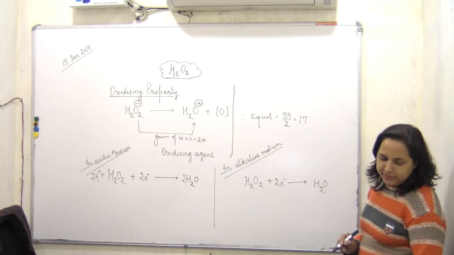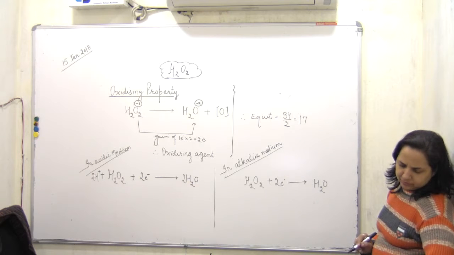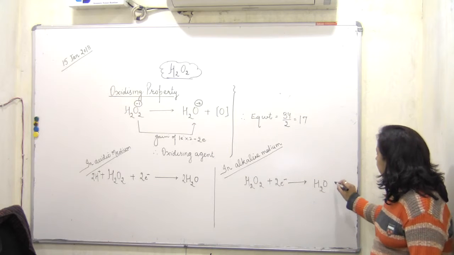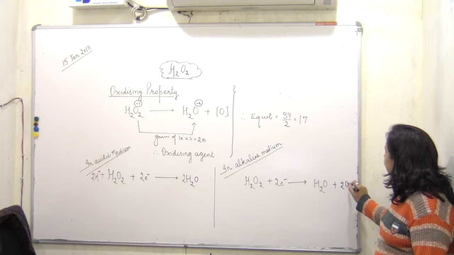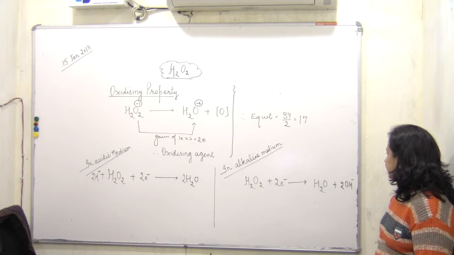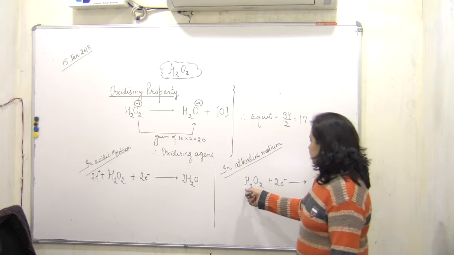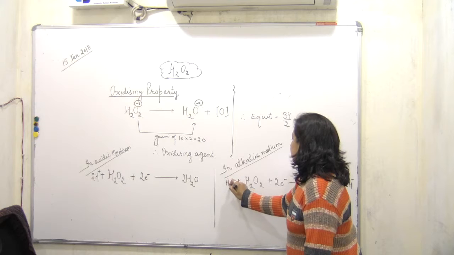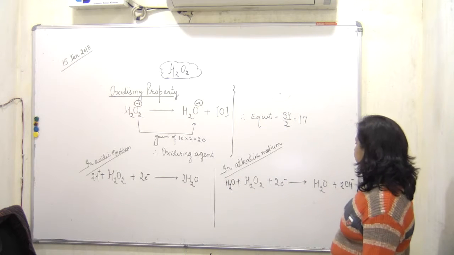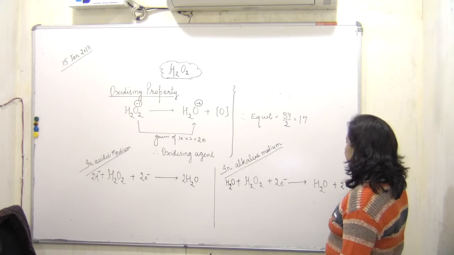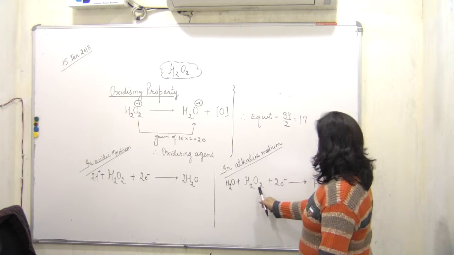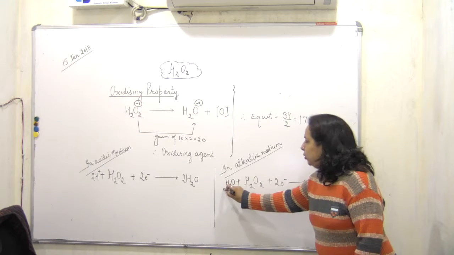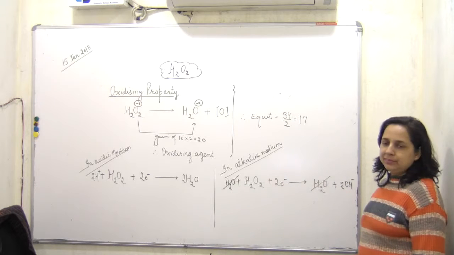Try to balance in basic medium. In basic medium, first we balance the negative charge by adding 2 OH negative. Hydrogen is 4 here, and hydrogen is 2 there. So water is to be added. Hydrogen 2 plus 2 is 4, 2 plus 2 is 4. Oxygen 1 plus 2 is 3, 2 plus 1 is 3. Right? Now water is added on both sides, therefore water and water cancel out.